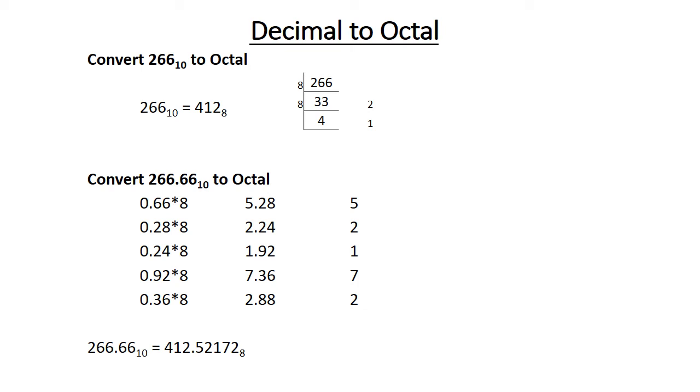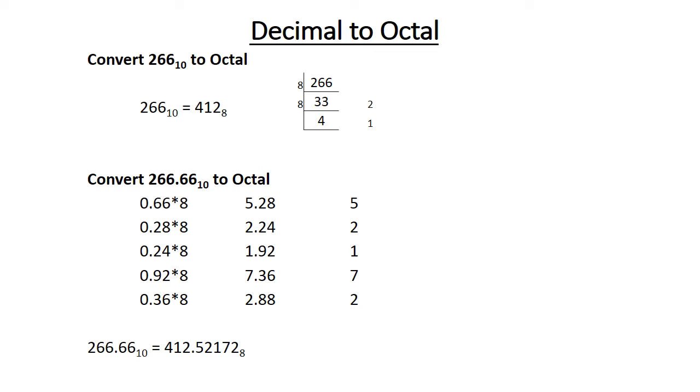Now 266 is divided by 8. It gives the answer 33. It is not exactly divisible. Balance 2 is there. That is written at the right side. Now again this 33 is divided by 8. So 8 4s are 32. Balance is 1. Now you cannot divide 4 with 8. So there you stop. And you have to write in such a manner. That means you have to start from the 4. So 4, 1, 2. So 266 to the base 10 is equivalent to 412 to the base 8.